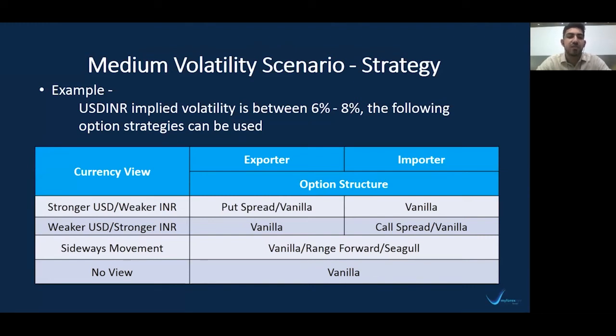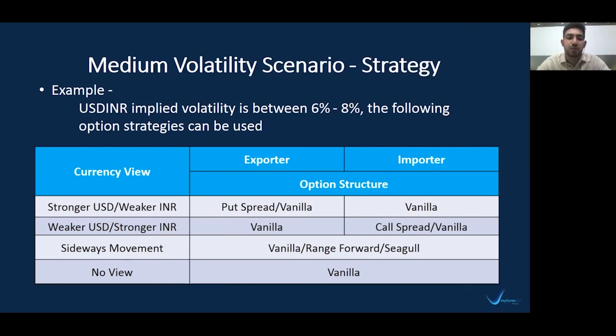Now, if your currency view is of a stronger dollar and you're an exporter, you can go for a put spread, same as a high volatility scenario. You can also go for a vanilla. And if you're an importer and you're expecting a stronger dollar in the future, you can go for a vanilla option. And similarly, if your currency view is of a weaker dollar in the future and you are an exporter, you go for a vanilla option. And if you're an importer, you can go for a call spread or a vanilla option.